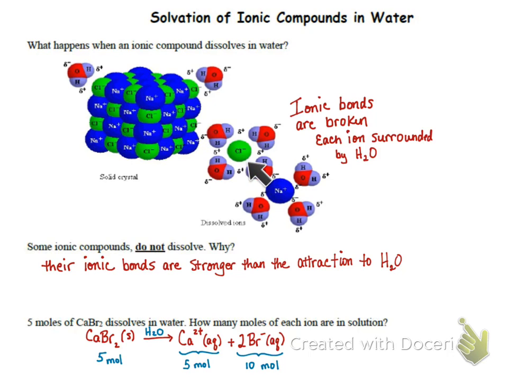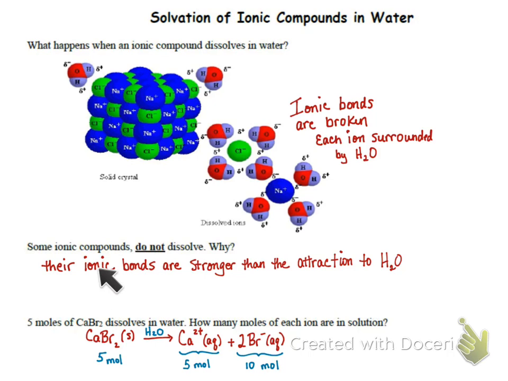Notice that when it's solvated, when it's surrounded by water, the chloride ion is surrounded by the hydrogen side of water because that's the positive side of water, and the sodium ion is surrounded by the oxygen side of water, which is the negative side of water. So that does make sense.